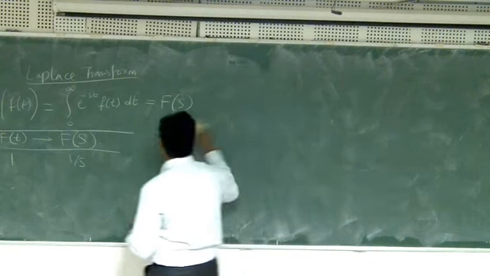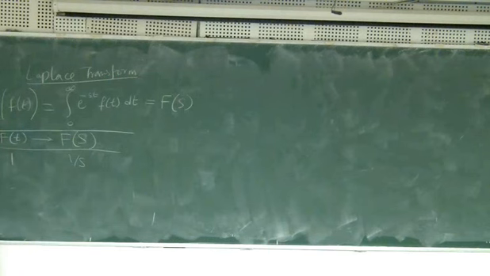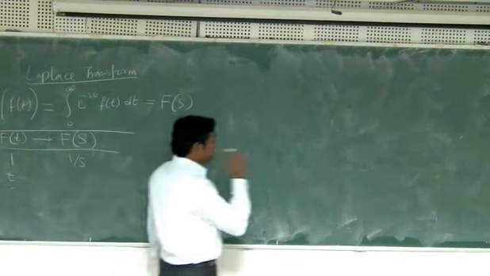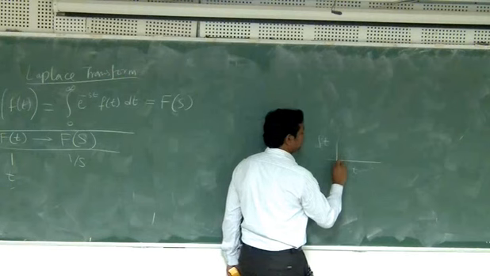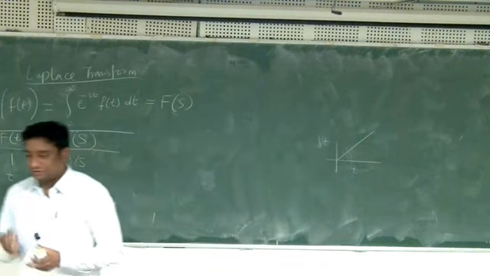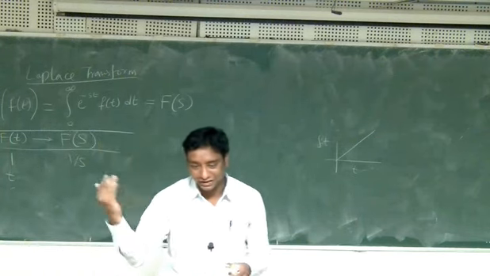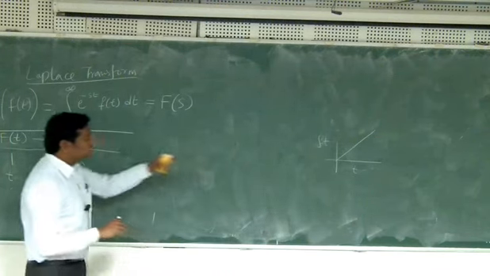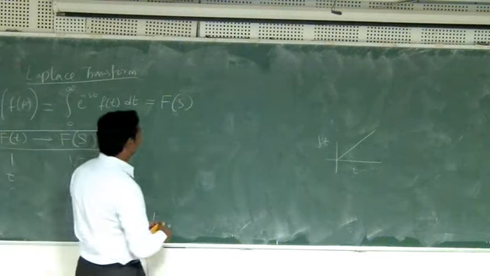Okay, one new function we'll try to see today. What if f of t equals t itself? That means if it is t versus f of t, it's a line which is 45 degrees like this. So after 1 second it is 1 volt, 2 seconds 2 volts, 3 seconds 3 volts, like that. So for that, what is the Laplace transform? This we did not do last class, so let's do it now.